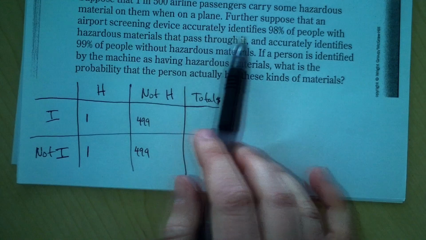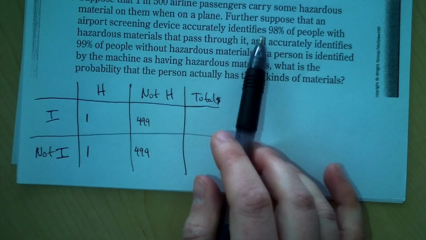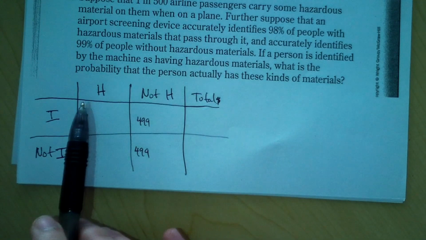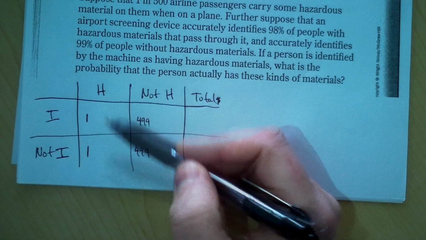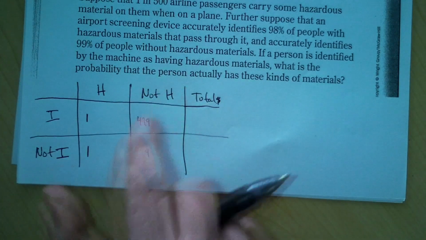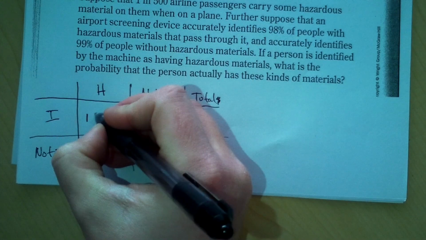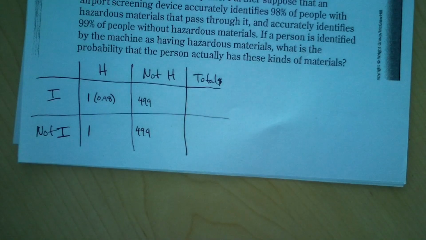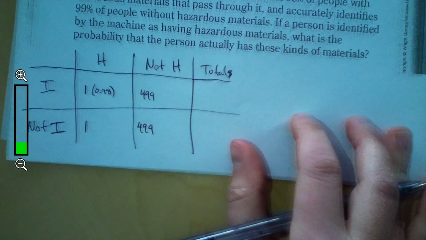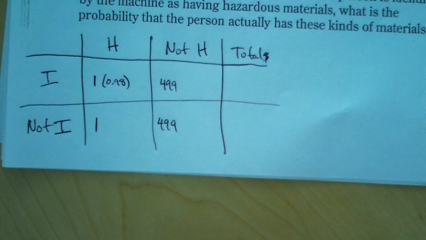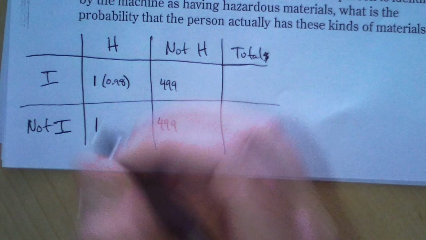So like 1 times the 0.98 is just 0.98. The 1 times the 0.02, just 0.02 for that group. The 499 times 0.01 is 4.99. And then the 499 times 0.99 is 494.0. And I just got those numbers by multiplying. So now I'm going to make a totals category on the bottom as well.